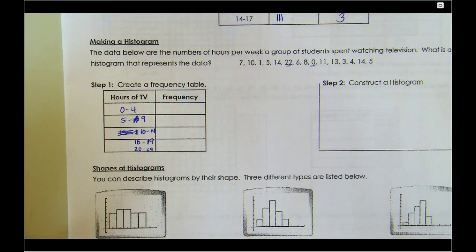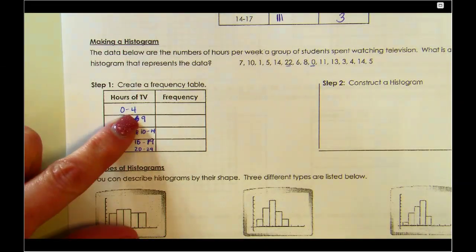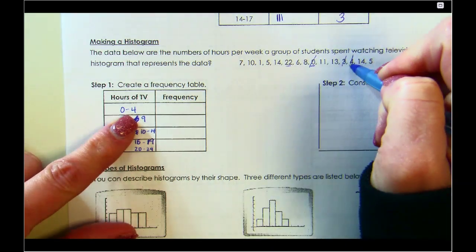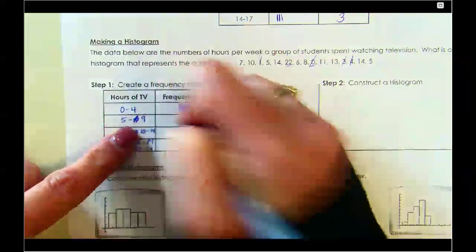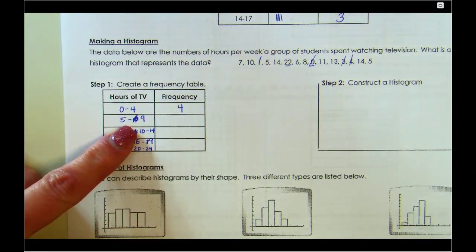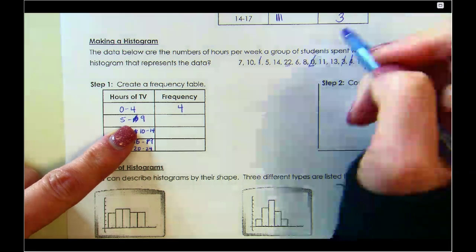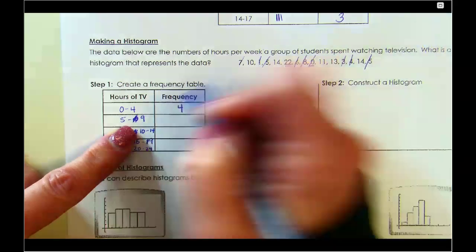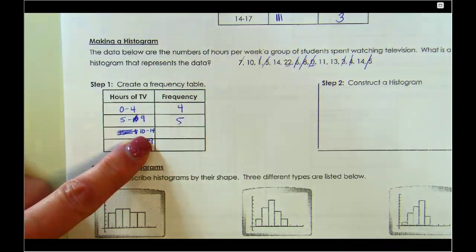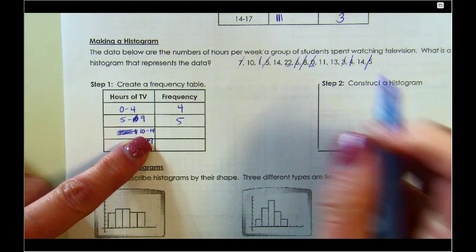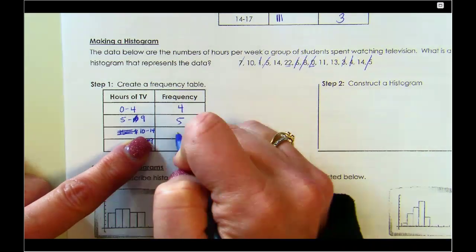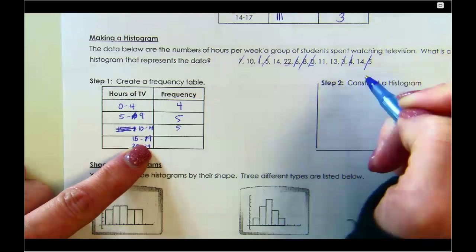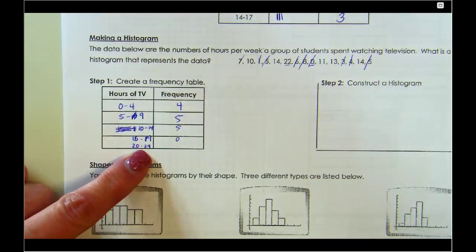Okay, so how many tallies do you have between 0 and 4? So I see 1, 2, 3, 4. I agree with that. How about from 5 to 9? 5, 6. Yep. Okay. How about from 10 to 14? You guys agree? Everybody agree with the 5? Yeah. Okay. How about 15 to 19? None. And then 20 to 24?